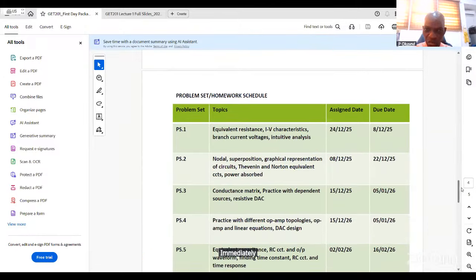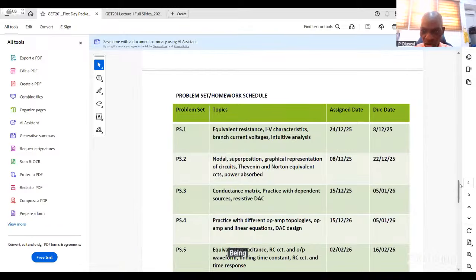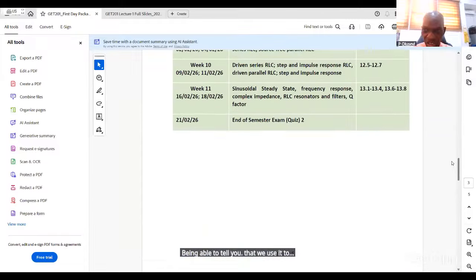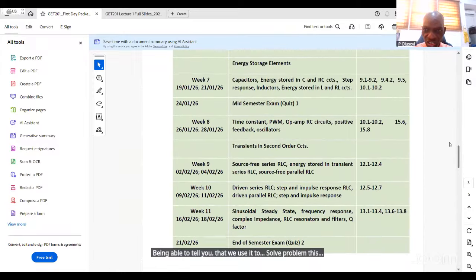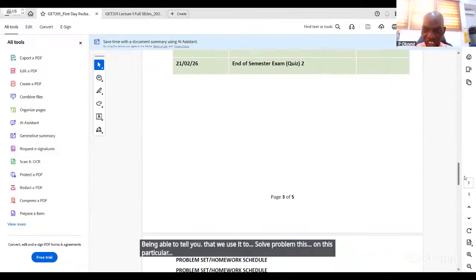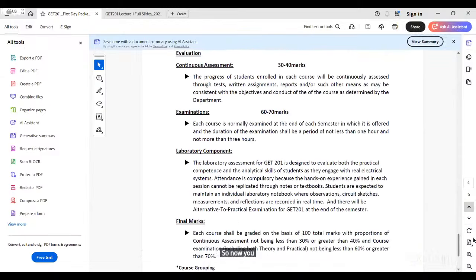So on account of that, you must have been able to handle the major things. Then we have some problem sets, otherwise known as homework. You are going to be using the textbook that we have told you about to solve problems based on these topics. You will take the exercises at the back of it so that you can use it to submit.